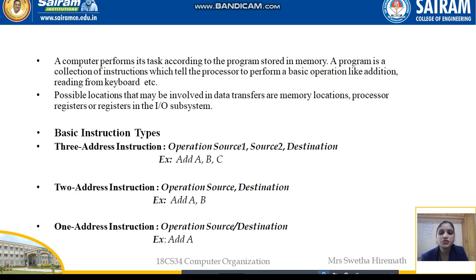One address instruction consists of source and destination both stored in one location itself. Whatever is previously stored in A will be added with one buffer register. The buffer register consists of the element which is to be added. That element will be added to the location A, and the sum will be again stored at the memory location A. So that is about the one address instruction.